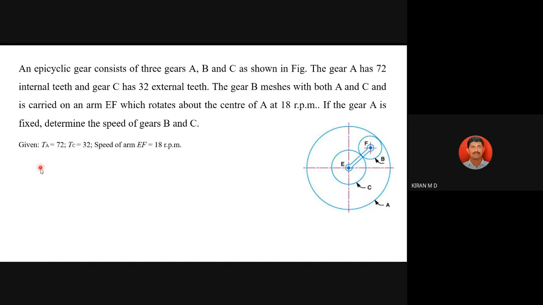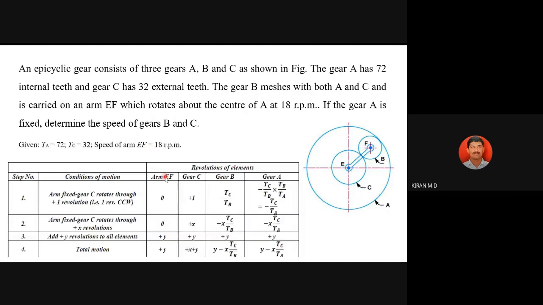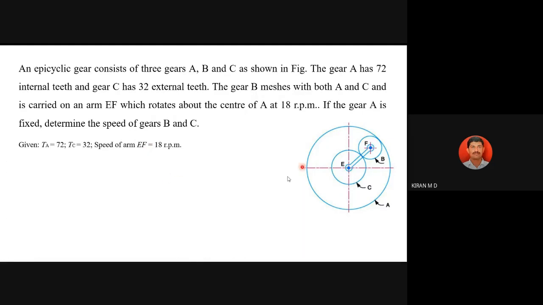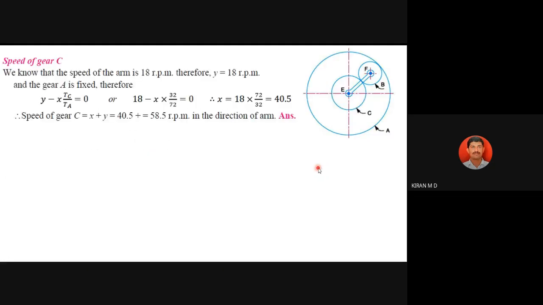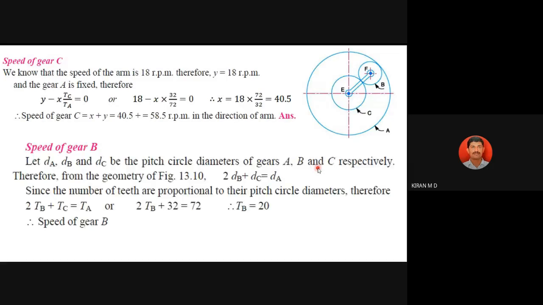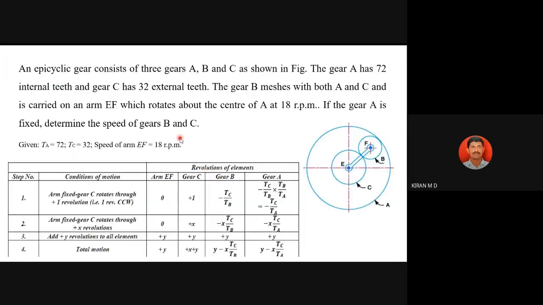These are the data he has given: TA, TC is 32. He has not given TB. How can we find out TB? Before that, we will discuss the remaining parameters. Later on we will come to the number of teeth.